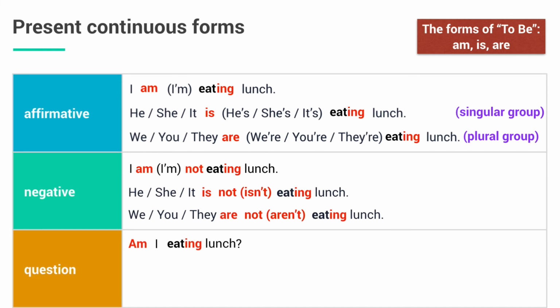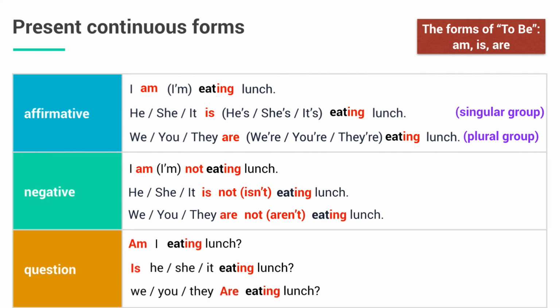Similarly, we can do the same for the other two examples. The positions of the subject, he, she, it, and the verb to be will be switched. Therefore, we're gonna have a question, is he, she, it eating lunch? How about the last question? It will be, are we, you, they eating lunch? After switching.